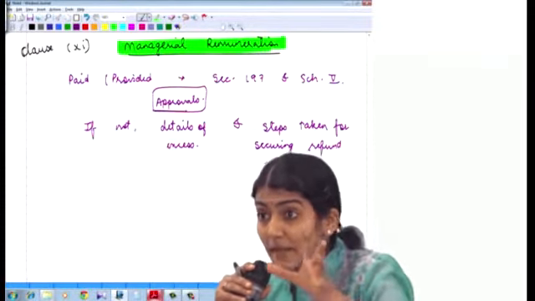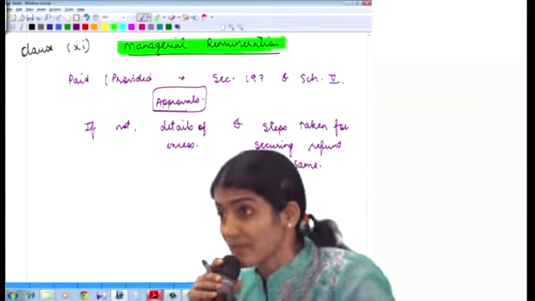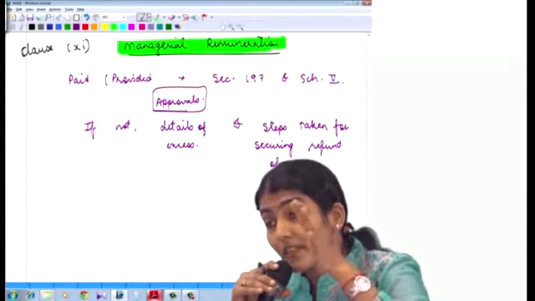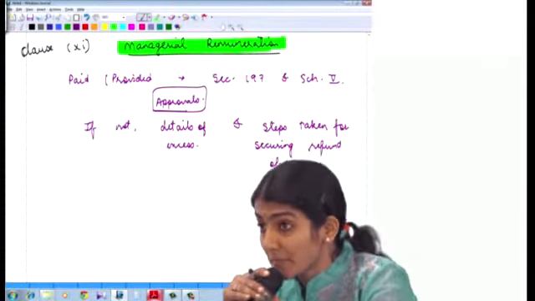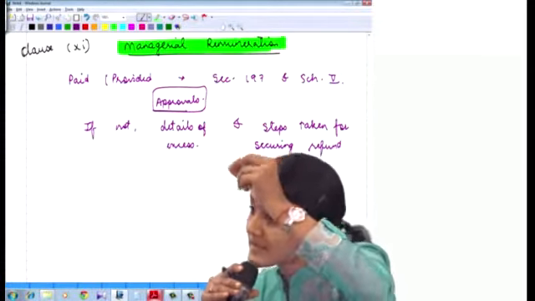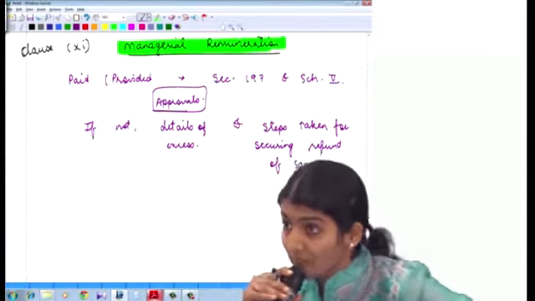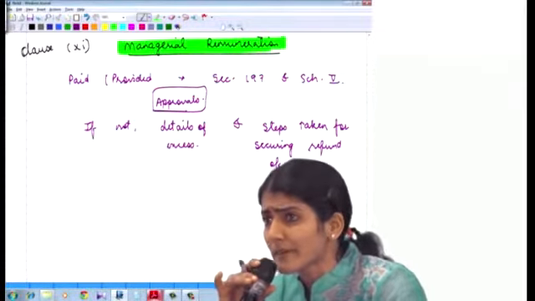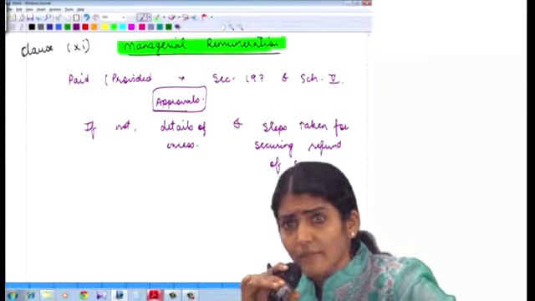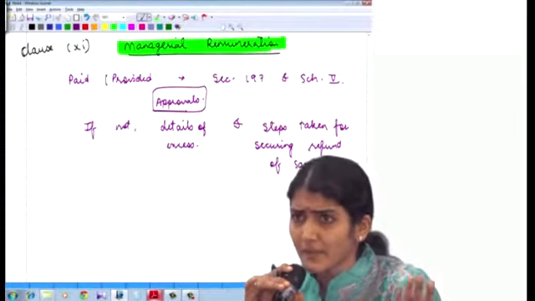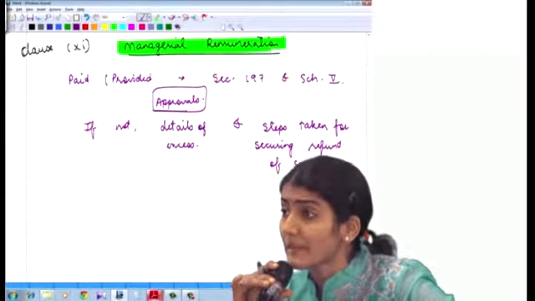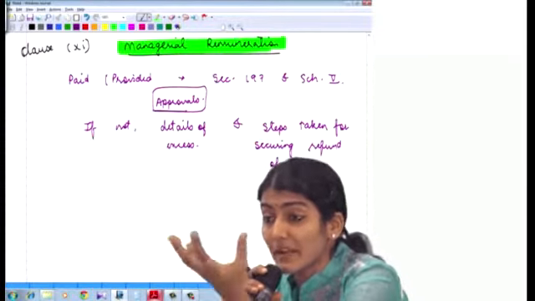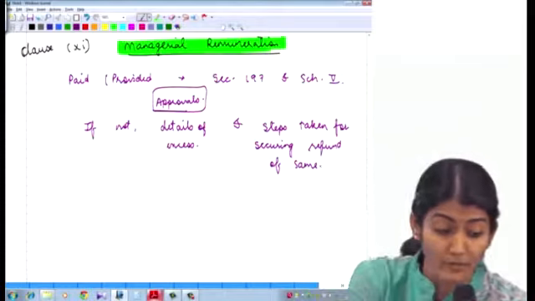So one, whether it has been paid or provided for in accordance with the requisite approvals mandated under section 197 read with Schedule 5. And then after that, if excess has been paid, then the details and also the steps taken for securing refund of the same. As per the Companies Act, how much managerial remuneration? 11% of net profits. So say the company has paid 13% of net profits. So 2% has been paid in excess. So again it says steps taken for securing refund of the same.